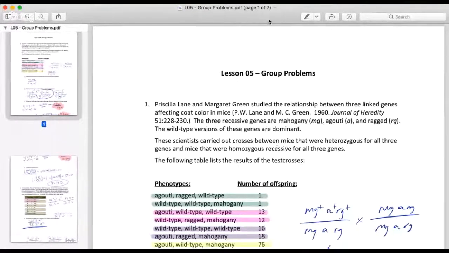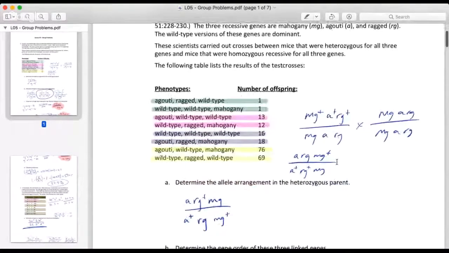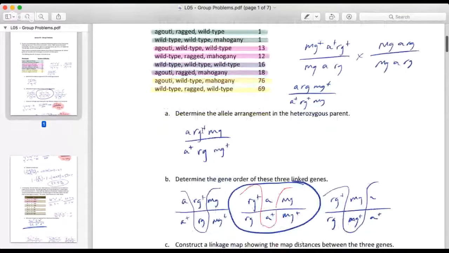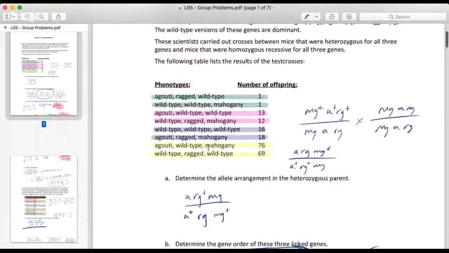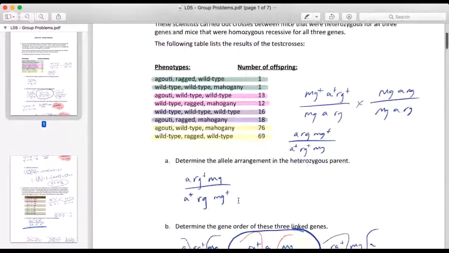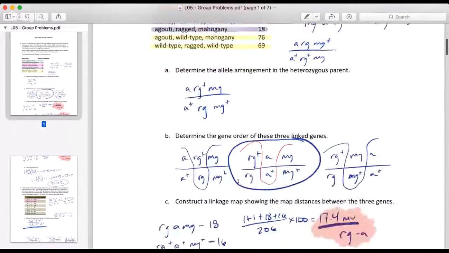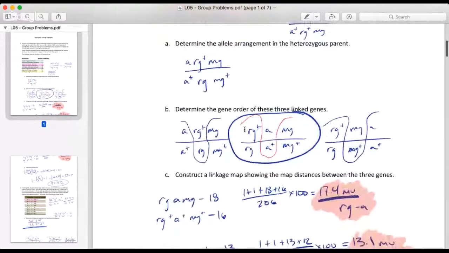Okay, so going through this week's problems. This is just the standard heterozygous test cross with the homozygous recessive. For part A, you can see there it is the agouti, then the wild type, and the mahogany, and then the wild type, ragged, and wild type for the heterozygous parent. The gene order right there, you can see the work, but this is what that gene order would be.